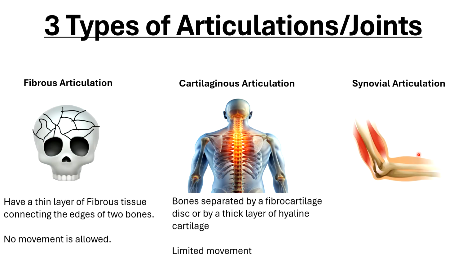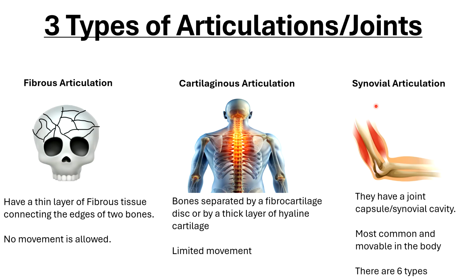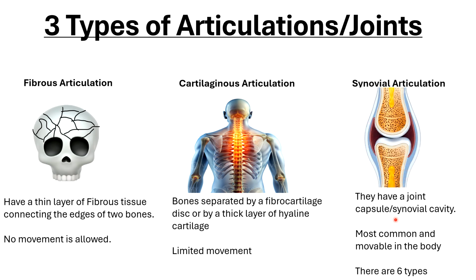Lastly, we have the most movable joints and the most common in the body, also known as the synovial articulations. So these ones have a synovial cavity or capsule that we saw before, where we labeled the bone and the cartilage. So this only applies to synovial articulations, and there are 6 types that we're going to look at in a second.